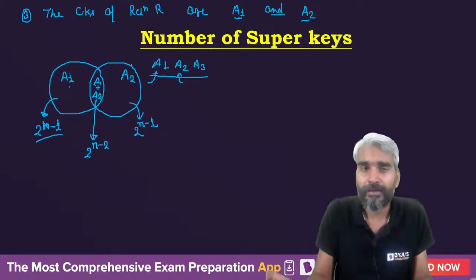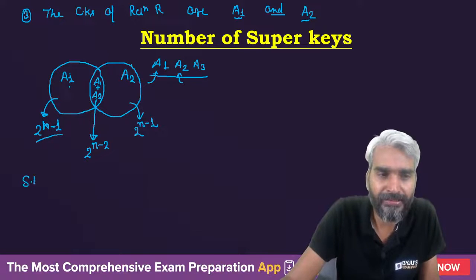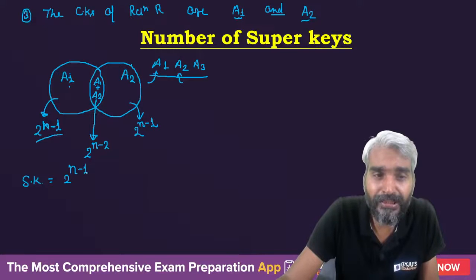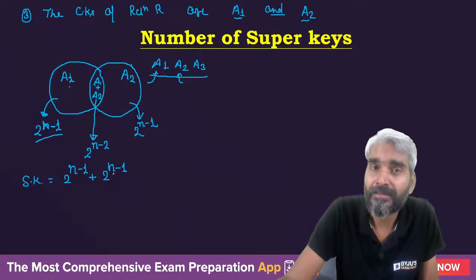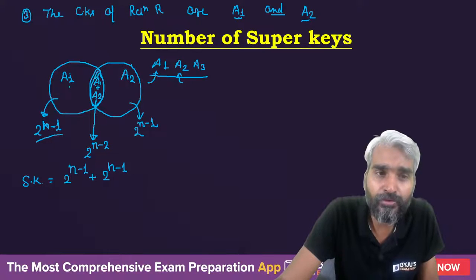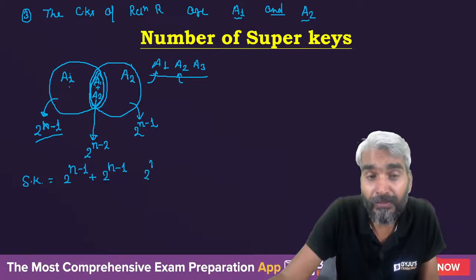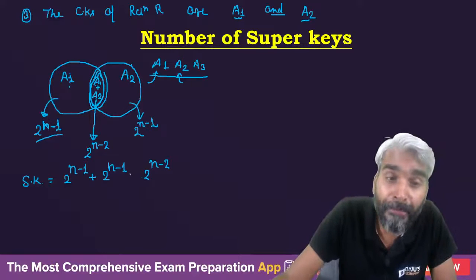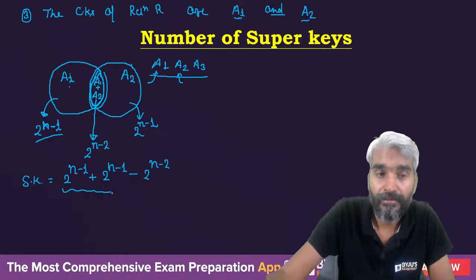So you are actually looking for the super keys which are composed of either A1 or A2. So super keys will be the summation of 2 raised power n minus 1, these are the super keys with respect to A1, plus 2 raised power n minus 1, these are the super keys with A2. But you have counted these super keys twice. So how many super keys are there in which both A1 and A2 are present? Sir, 2 raised power n minus 2 super keys are there in which both A1 and A2 are present. So it should be subtracted from the total number. Yes or no? Yes. So what will it be?